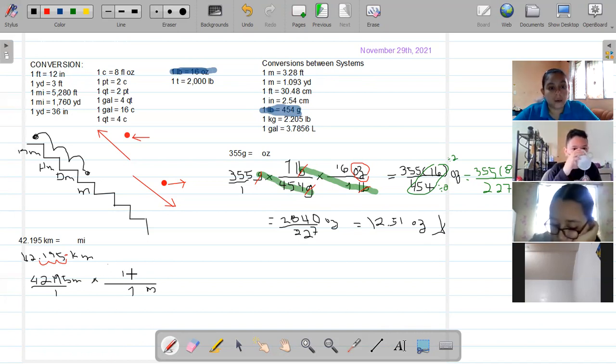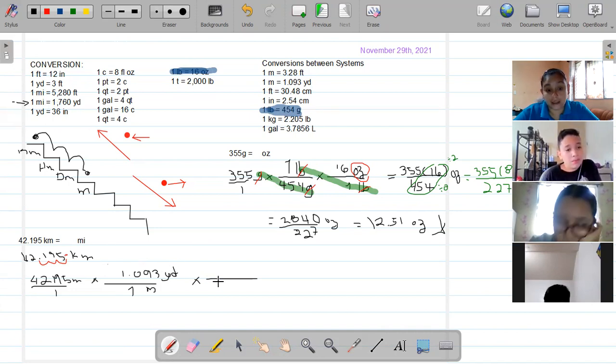1 meter is 1.093 yards. But I'm not being asked for yards, right? I'm being asked for miles. So I can use this other one, okay? 1 mile is 1,760 yards. Yard is at the top. Yard has to go at the bottom. So I'm going to place over here 1,760 yards are equal to 1 mile. So I'm going to cancel meter with meters, yards with yards, and I'm left with miles.